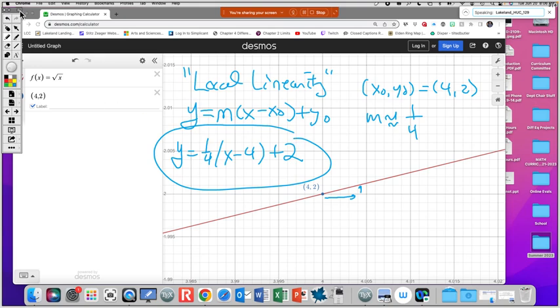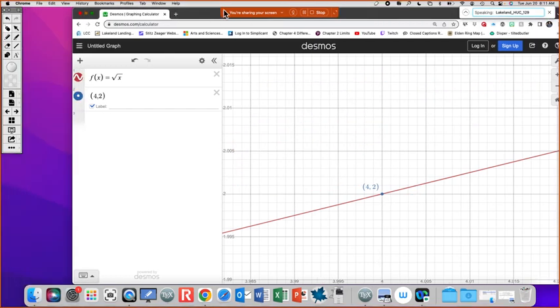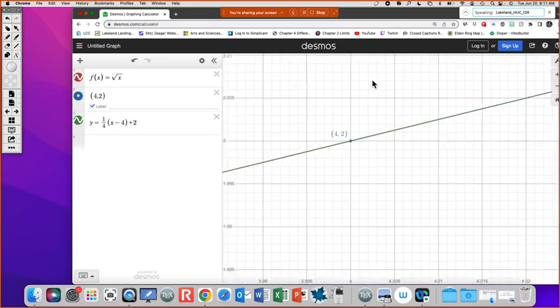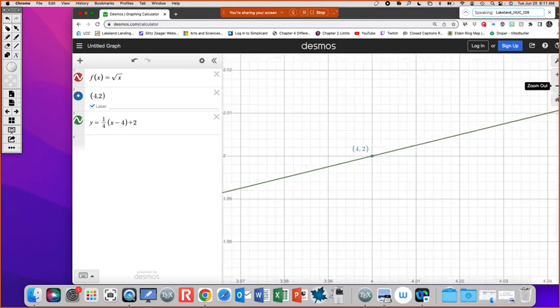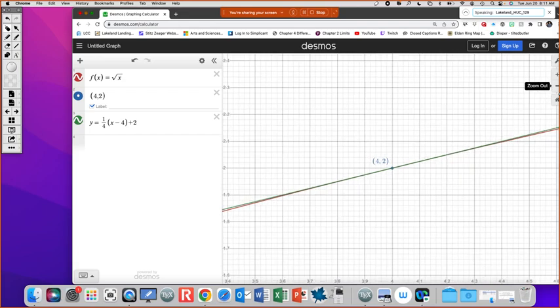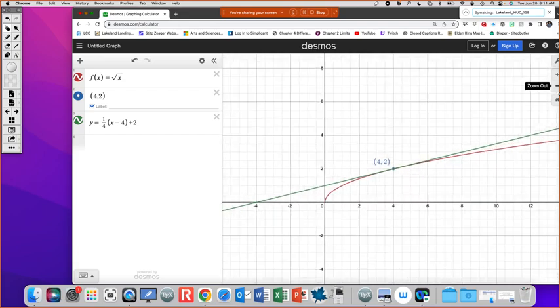So what I'm going to do then, I'm going to hop over here and I'm going to dial up this line, y equals 1/4 x minus 4 plus 2. And by golly, can you tell the difference between the curve and the line? Now, if I zoom out, what's going to happen? Eventually you can tell the difference. You with me or not? But this is local linearity, not global linearity. Locally, they look the same. So here's the idea.